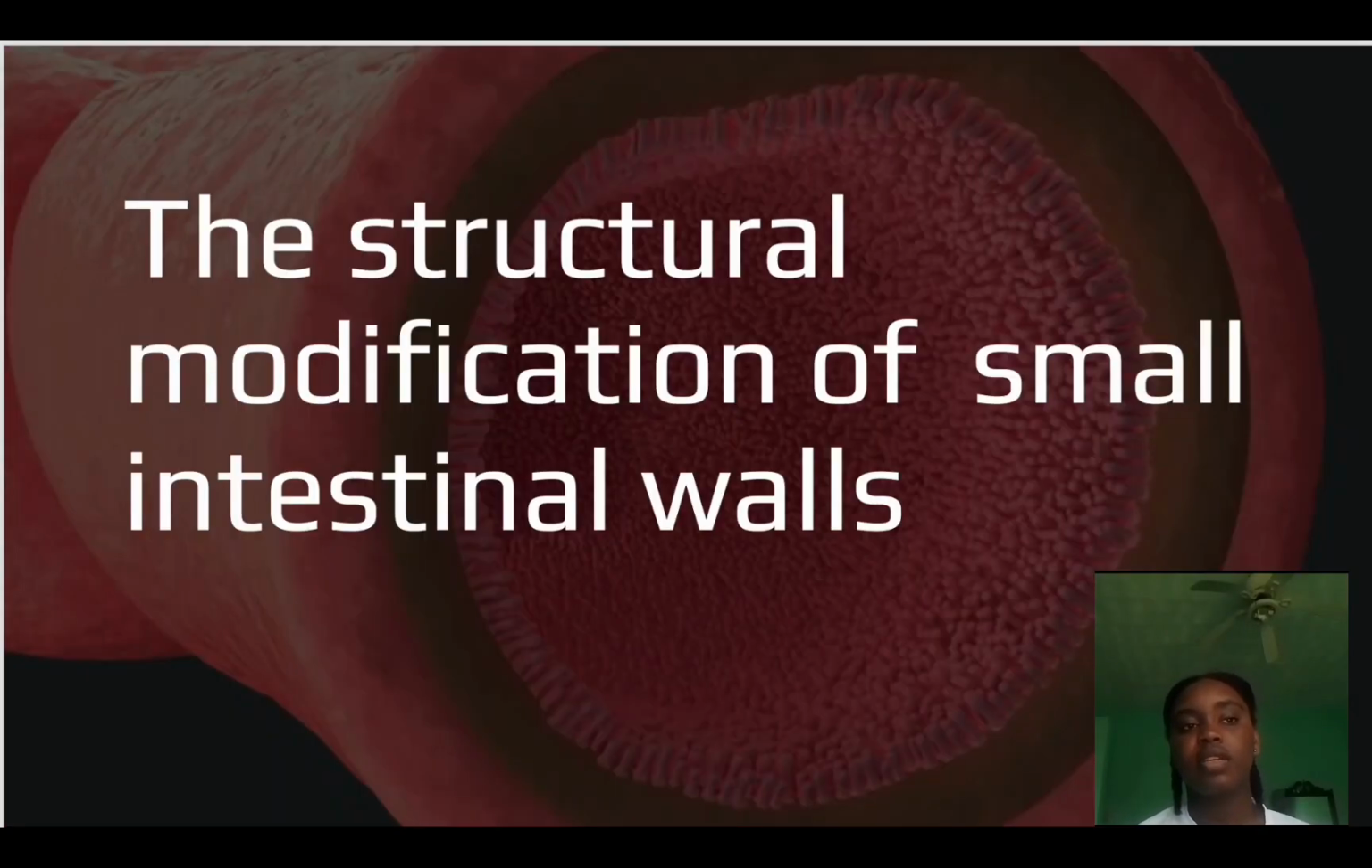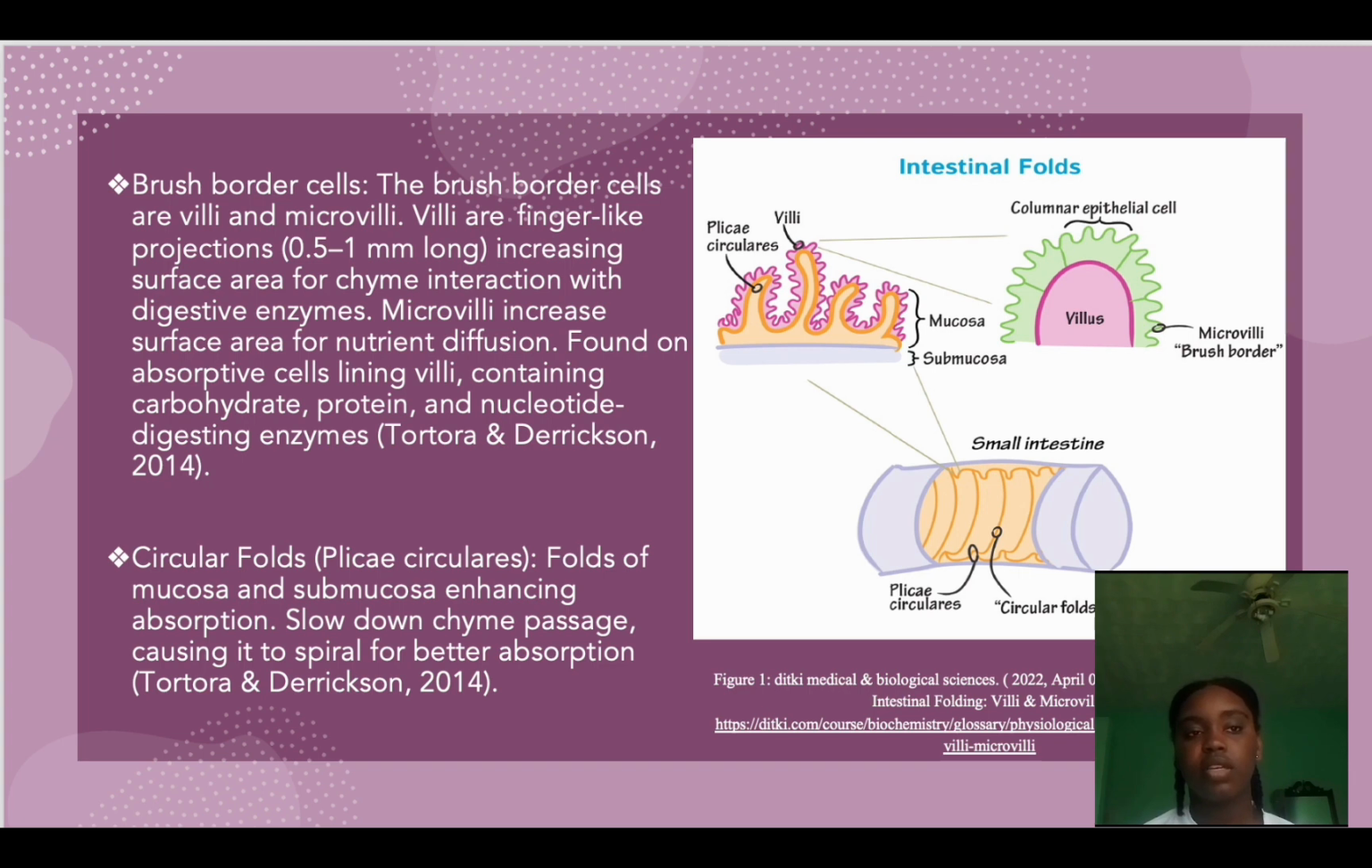The structural modification of small intestinal walls. The wall of the small intestine has structural modifications that aid in its digestive process. These are 1. Brush border cells. The brush border cells are the villi and the microvilli. Let's start with the villi. These are finger-like projections that increase the surface area of the small intestine, allowing for better interaction between chyme and digestive enzymes. This increased surface area enhances both digestion and absorption processes.